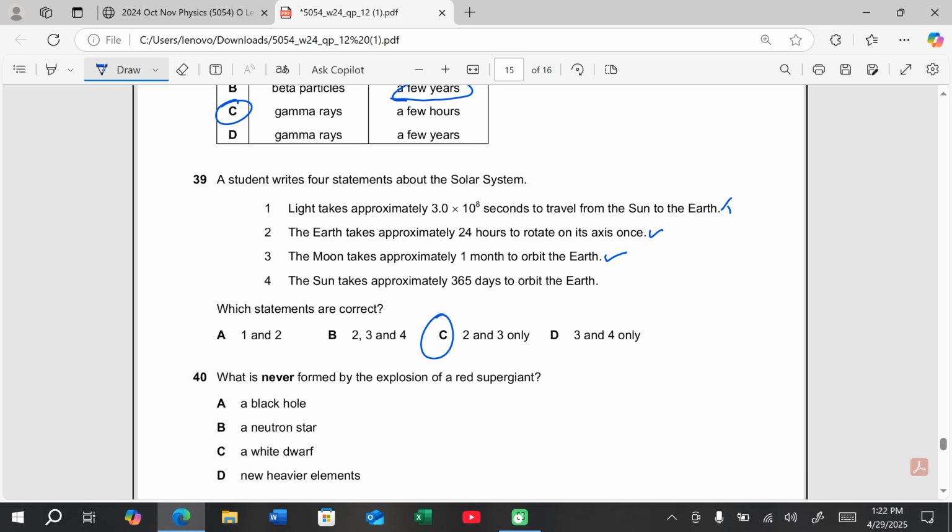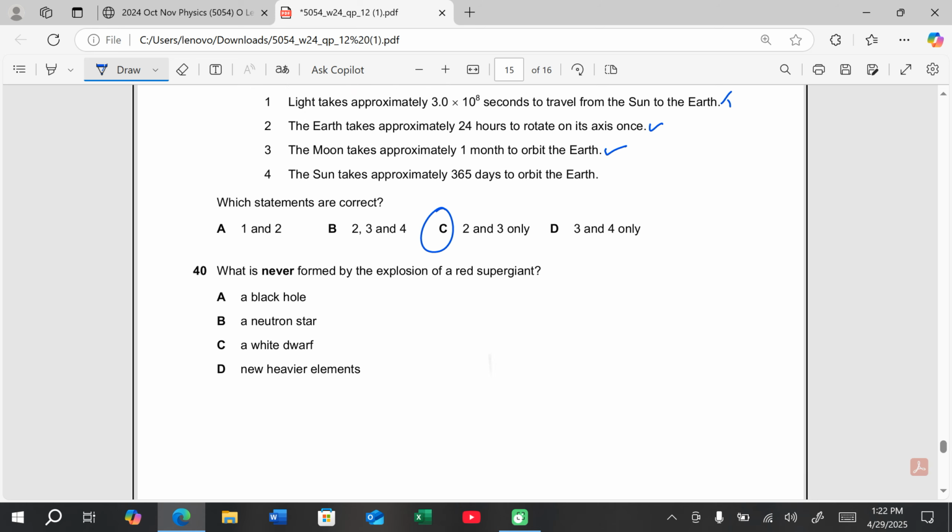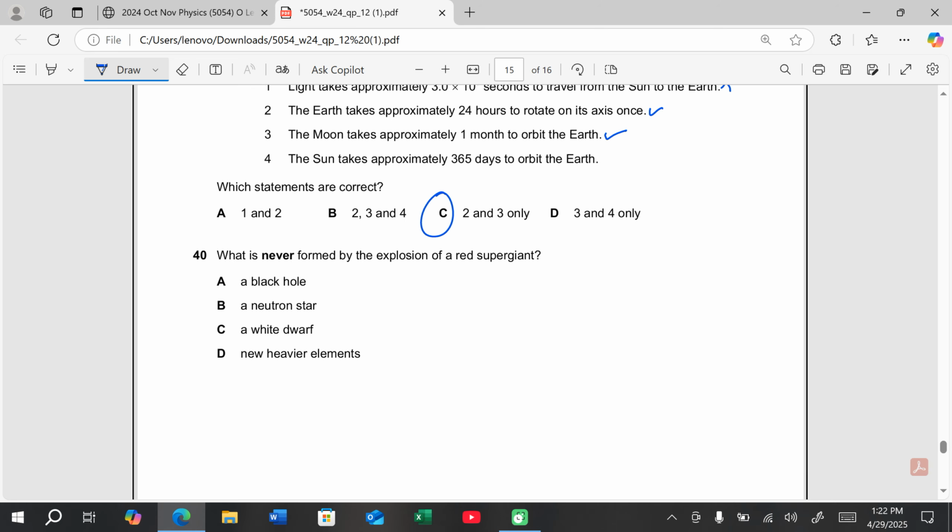What is never formed by the explosion of a red supergiant? A black hole can be the end of a red supergiant. A neutron star can also be the one. A heavier element can also be formed. A white dwarf cannot be. That is not the result of a red supergiant.